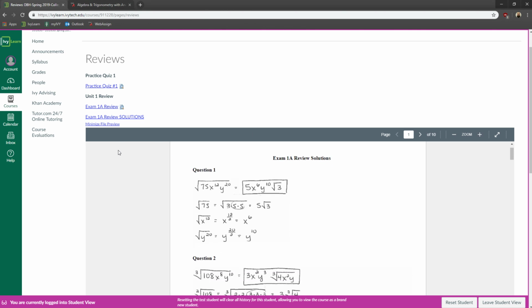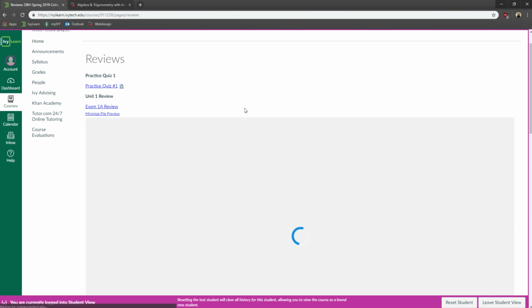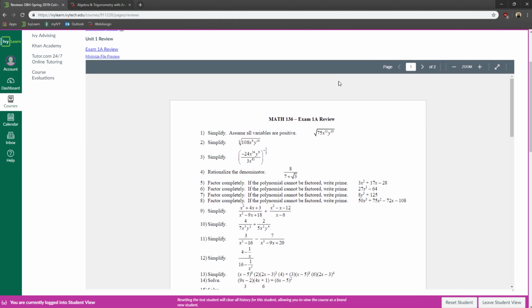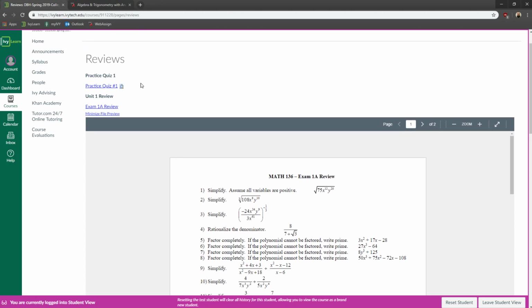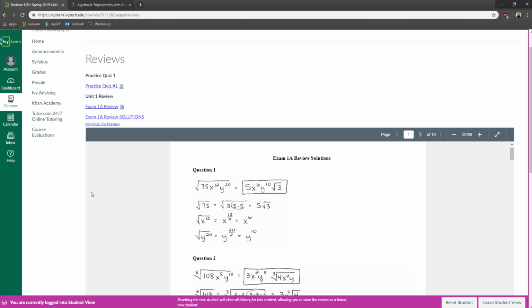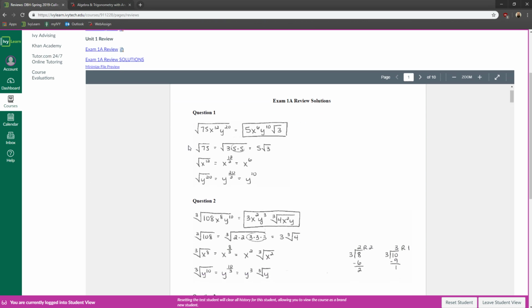So there are similar problems on, for example, the Exam 1A review. Now, the Exam 1A review has a lot more other kinds of problems, but the first few problems here are similar to the ones that you have on your quiz and on the practice quiz. And the A version of the exam review not only has answers, but has solutions.